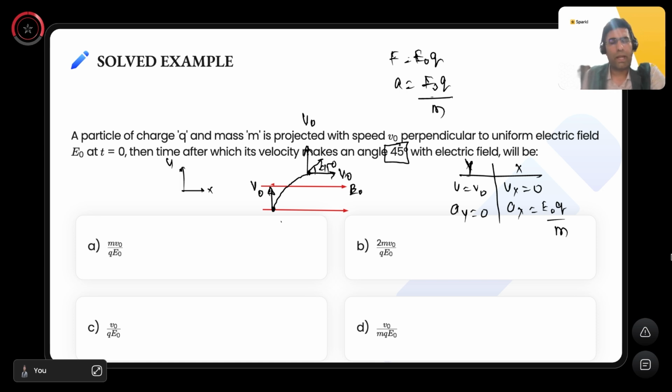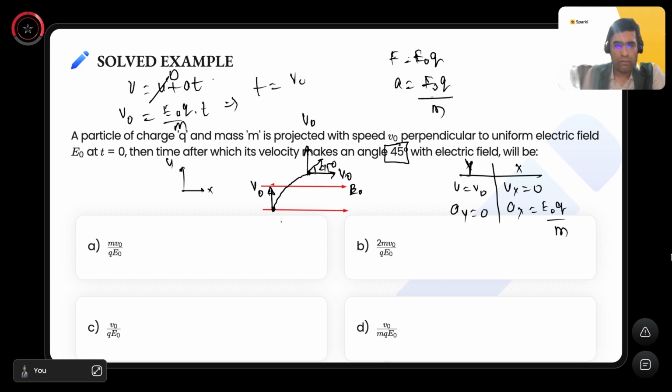So we have to find the time when the horizontal velocity also becomes v naught. That's the question basically now. We just apply the equation of motion v is equal to u plus at. Initial velocity is 0. Final velocity is v naught, acceleration is E naught into q upon m, into t. So the time comes out to be v naught m upon E naught q. This is the time when the horizontal velocity will become v naught. It will become equal to the vertical velocity, and it will make an angle of 45 degrees with the electric field. So this will be my answer, v naught m upon E naught q. All right. Next question.